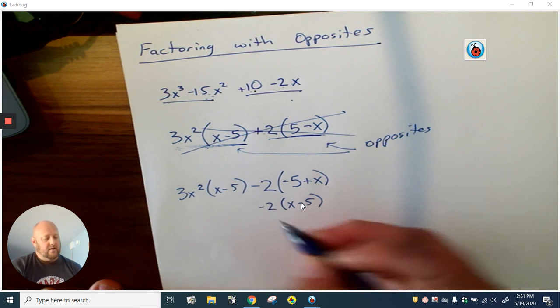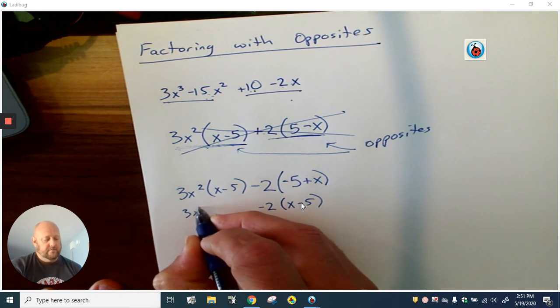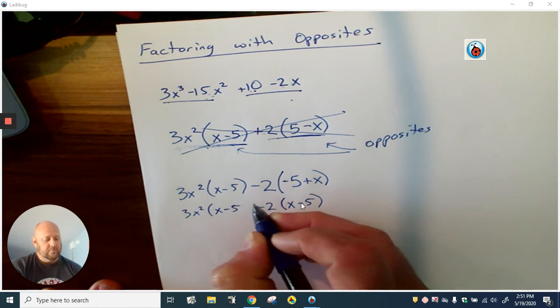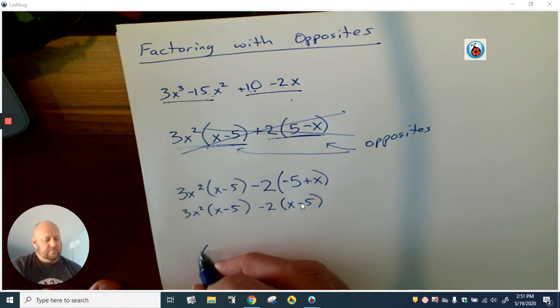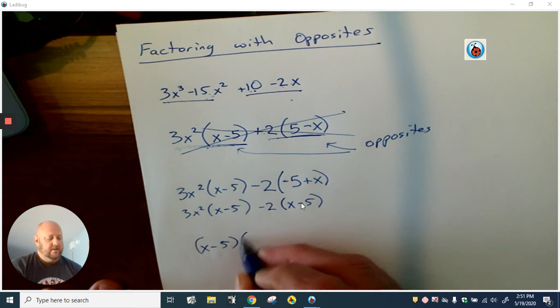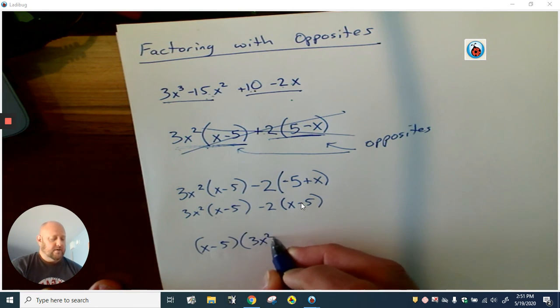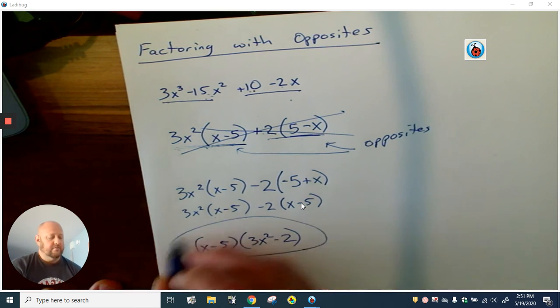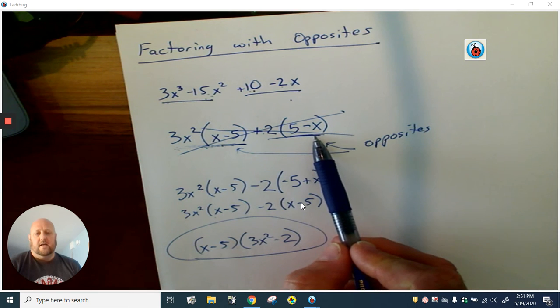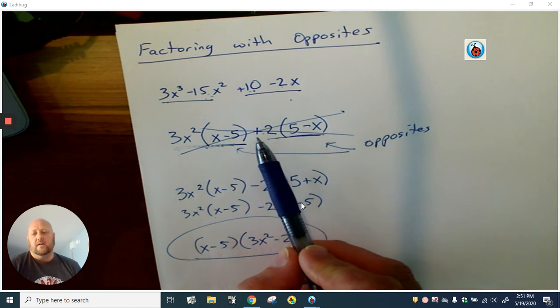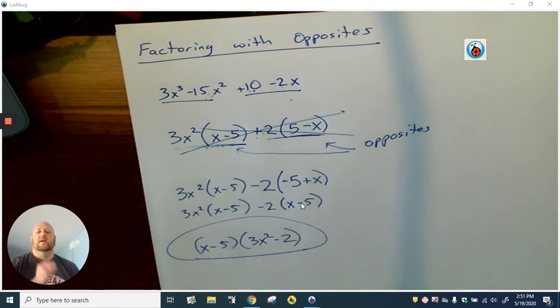So now, if we look at this as factor by grouping again, the x minus 5s are exactly the same. So I can pull out that x minus 5, leaving me with the 3x squared out of this term and just the negative 2 out of that term. Okay, so if you ever see opposites like that, just think, you know what, I should have pulled out a negative with it as well. And try that, and I'll bet you'll end up with the same thing that you can pull out.